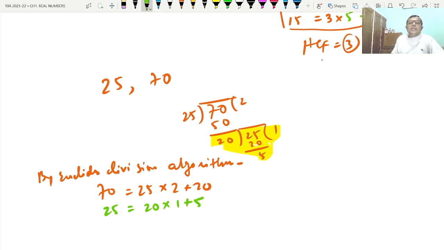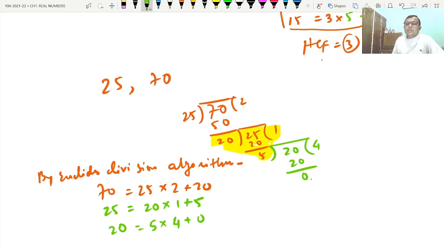Then again, the remainder is not 0. So what will we do? We'll divide again. What will we divide? The previous divisor, 20. How many times will 5 go? 4 times. 4 fives are 20. Remainder is 0, right? Now for the third division, what will you write? The dividend is 20, divisor is 5, quotient is 4, remainder is 0.